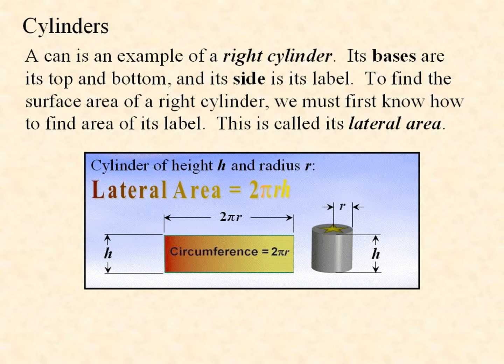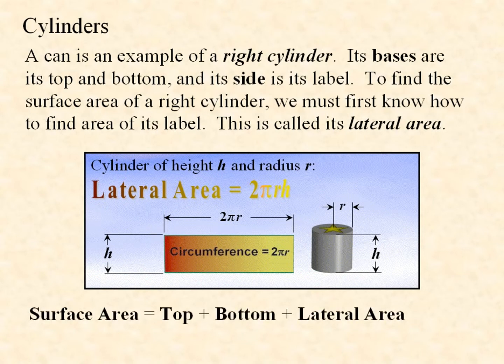The surface area of the cylinder is the top plus the bottom plus the lateral area. The area of the top and the area of the bottom is the area of a circle, which is given by pi r squared. So what we have is pi r squared plus 2 pi r h, and so we can use that formula to get the total area of a cylinder.